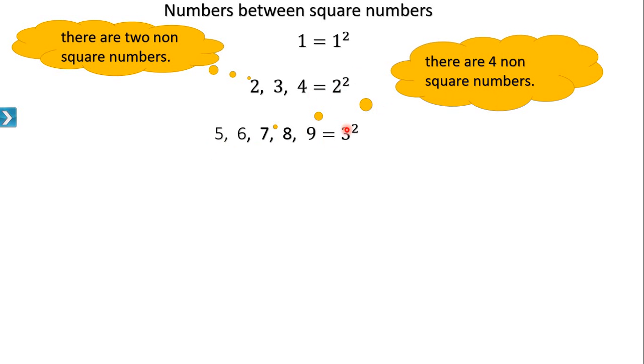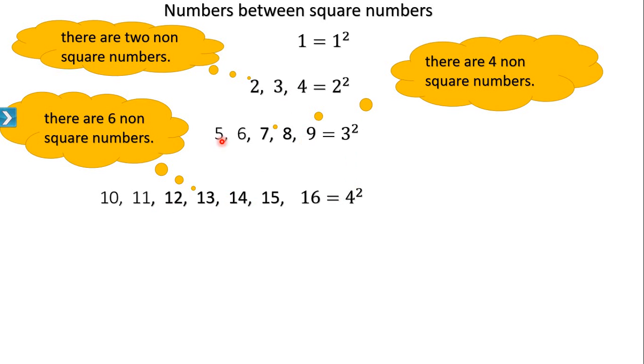Now the next square number is 16. Now between 3 square and 4 square there are how many non-square numbers? 10, 11, 12, 13, 14 and 15. There are how many? 6. There are 6 non-square numbers between 3 square and 4 square.